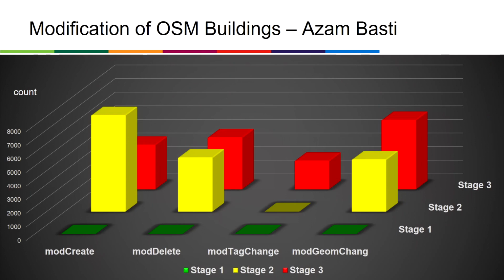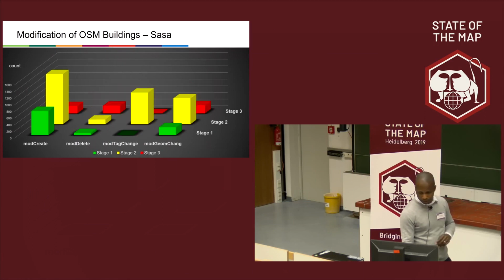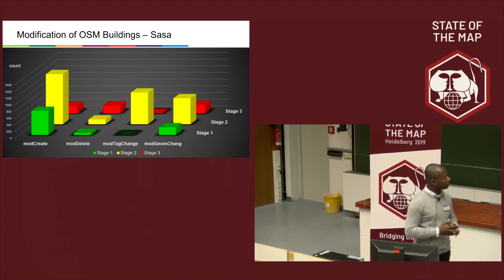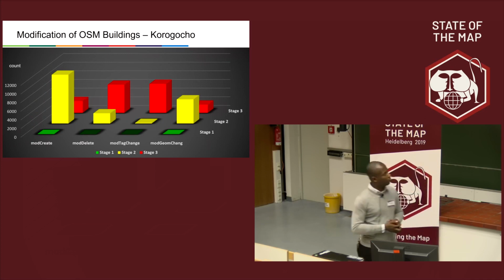Now let's look at the modifications within the stages. We have a lot of work being done in stage 3. You see the red bars there, just confirming what I've talked about so far. Because of the difficulty in stage 2, they had to do a lot of work in stage 3 in the field. In the case of Shasha, it's slightly different because there's not a lot of work in stage 3. In the case of Korogocho, there appears to be a lot of work in tagging and also deleting.